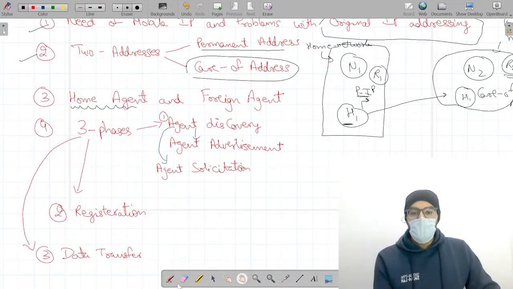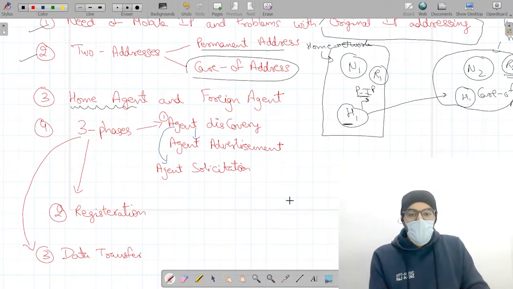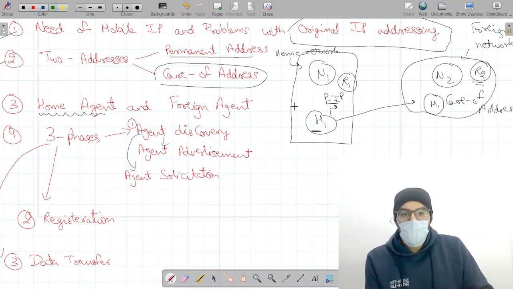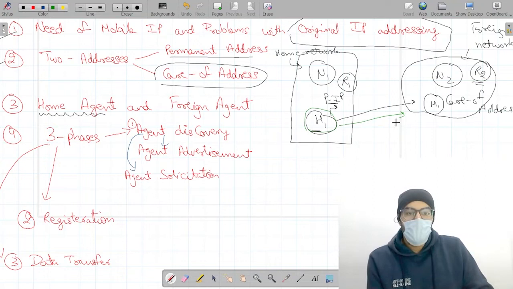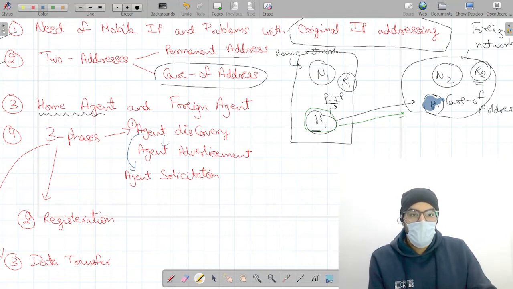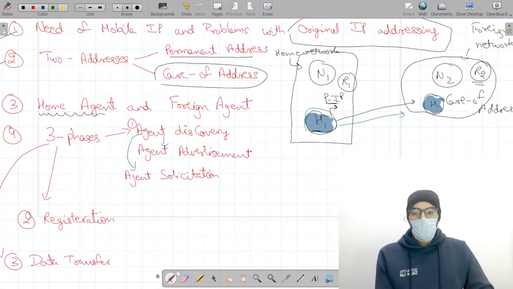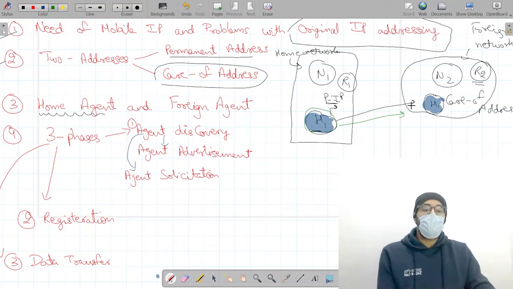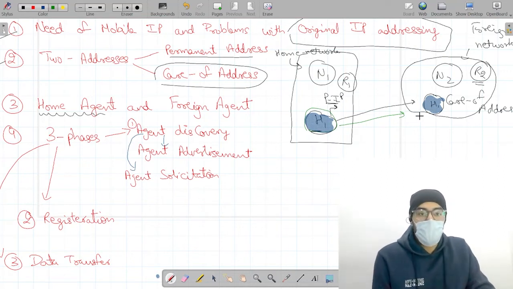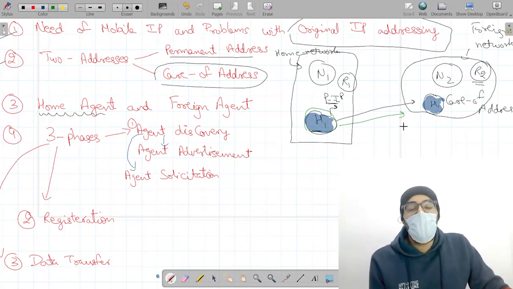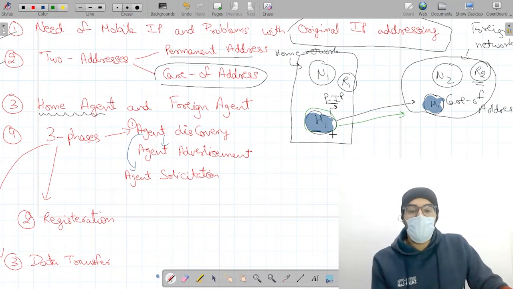Now moving further, we'll talk about how the communication happens. For example, now that this host has moved from network 1 to network 2, we'll talk about how things will work for this host. We'll talk about how this host 1 is going to get a new care of address when it enters network 2. How will it get the data? How will it transmit the data to the other hosts? We will talk about that.